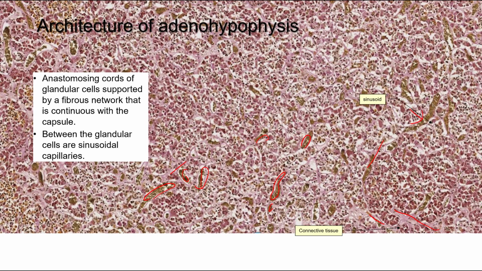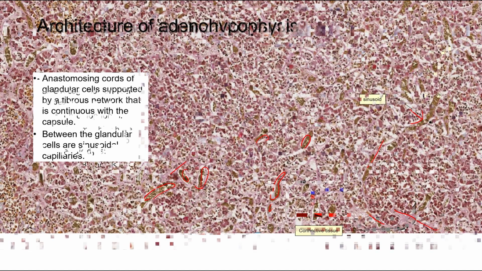So they are of the type of sinusoidal capillaries, large capillaries with fenestrated endothelium and fenestrated basement membrane. And you will appreciate that in endocrine glands, which secrete into the blood, you will need a very good vascular bed. So that's why endocrine glands in general are highly vascular.